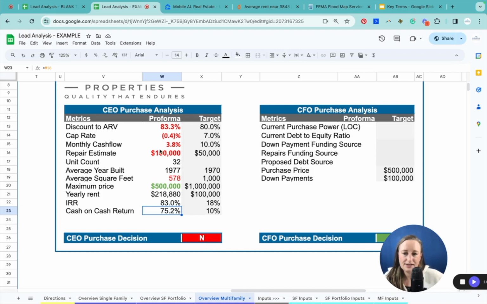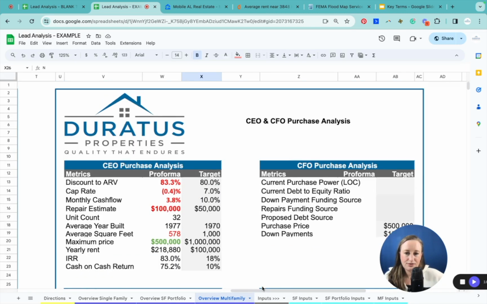For us, it didn't work because of some of these factors, but I think that with some negotiation and adjusting your strategy, this actually could be a solid deal. And that's how you analyze a multifamily property.